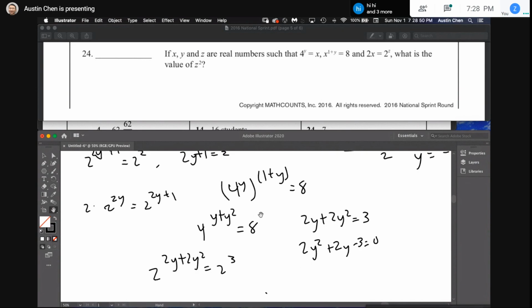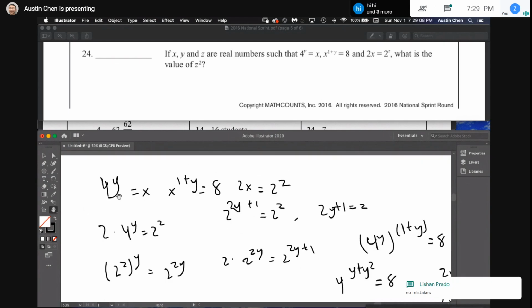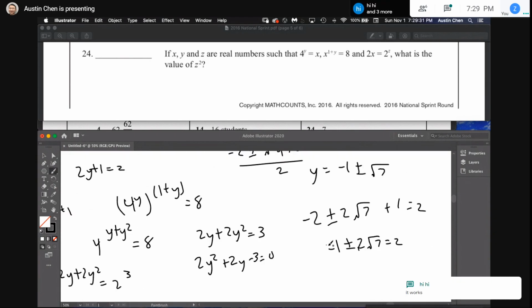Did we make any mistake here? Maybe we made a mistake with this. I highly doubt it. I don't think we did. Okay, so if we use these, then what do we have? We have negative 2 plus or minus 2 root 7, plus 1 is z. So then we have negative 1 plus or minus 2 root 7 equals z. See, that's not nice, right? Because if we square it, we'll get different things depending on what the plus or minus is.